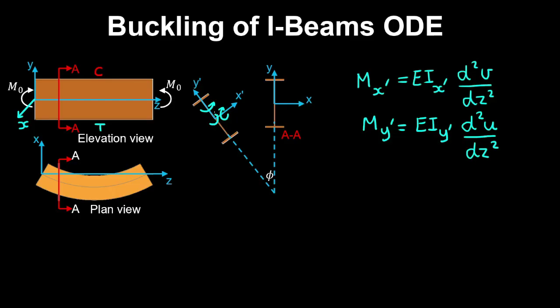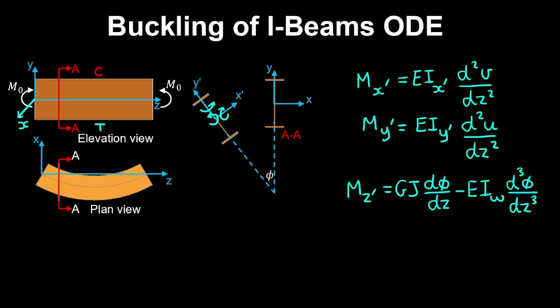And the twisting moment about the z dash axis is equal to the torsional stiffness, which we derived earlier when we analysed the beam under a torque, by the rate of twist, which is the derivative of the angle of twist with respect to z, minus the warping stiffness, which is the Young's modulus by the warping constant, by the third derivative of the angle of twist as we move along the z direction. So these are the moments that are developed in a beam when it undergoes lateral torsional buckling.